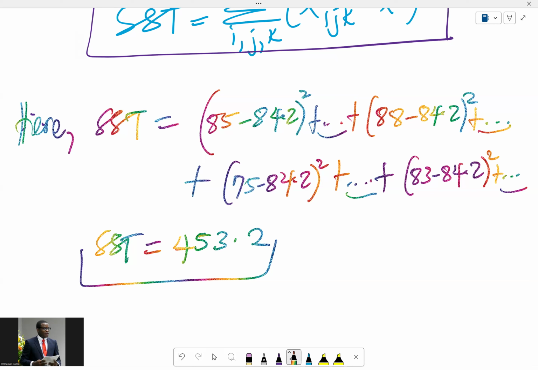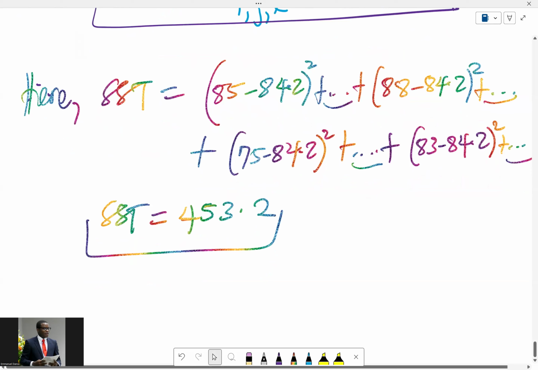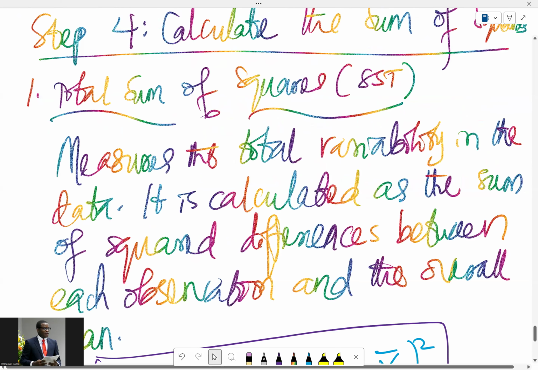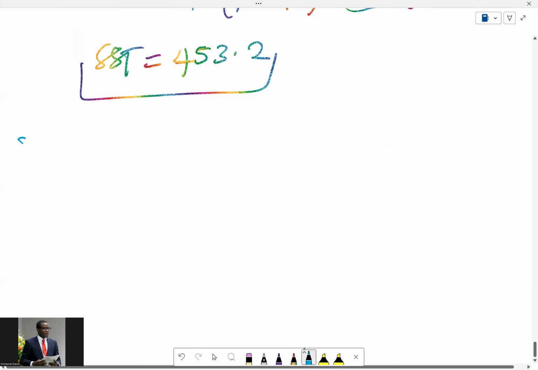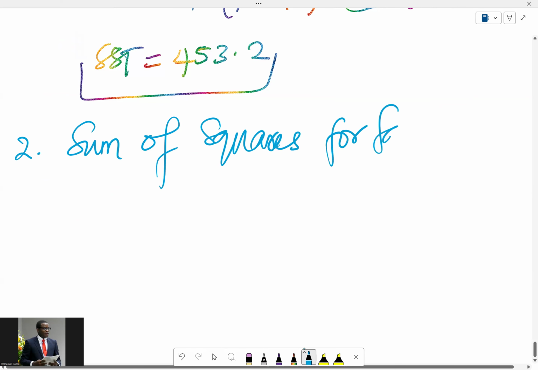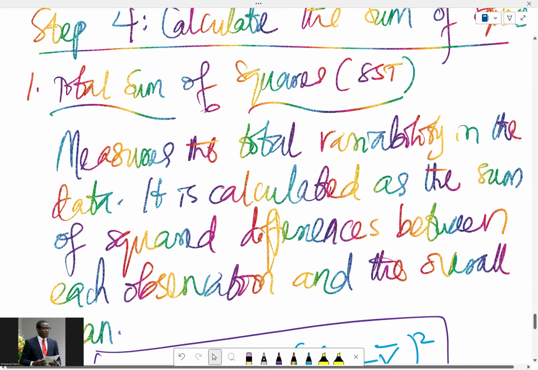Now let's move on to the next sum of squares. We are going to have a couple of sum of squares. The next sum of squares is going to be the sum of squares for factor A. That's number two. Sum of squares for factor A, that you can call SSA.